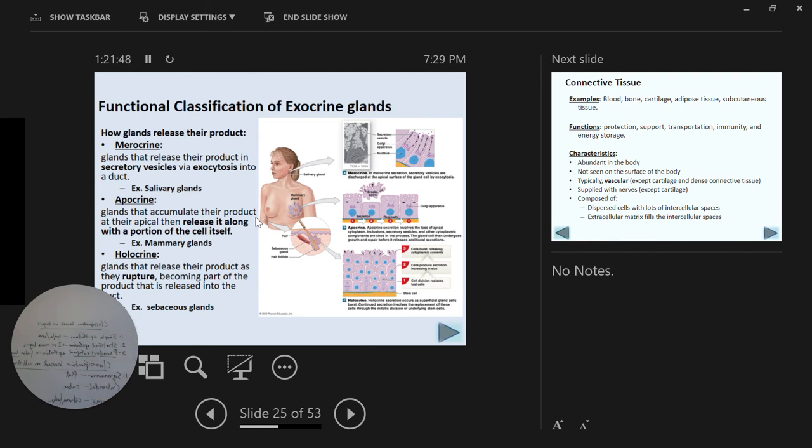And these are the cells. This is where you see them, in the sebaceous gland.